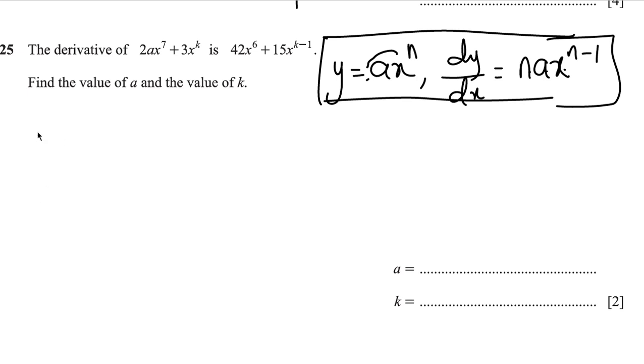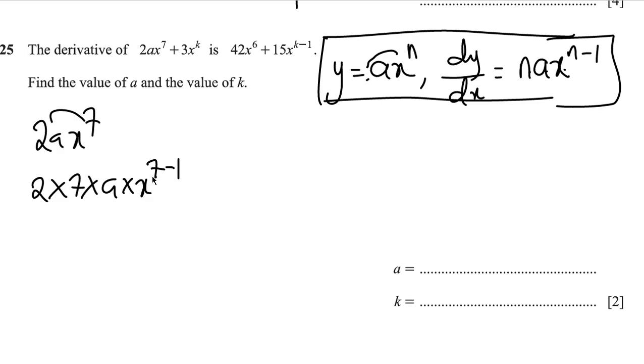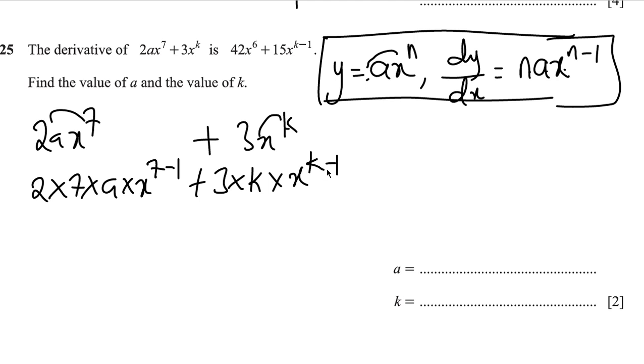So let's do that. So we have 2ax⁷. So what happens? 7 comes down. So that's going to be 2 times 7 times a times x to the what? 7 - 1. Right? And then let's look at this part, 3xᵏ. So what happens? k comes down, right? Because that's the power. So we're going to have 3 times k times x to the what? k - 1. Right? So 2 times 7, 14. So 14a, then 7 - 1 is 6. So 14ax⁶.